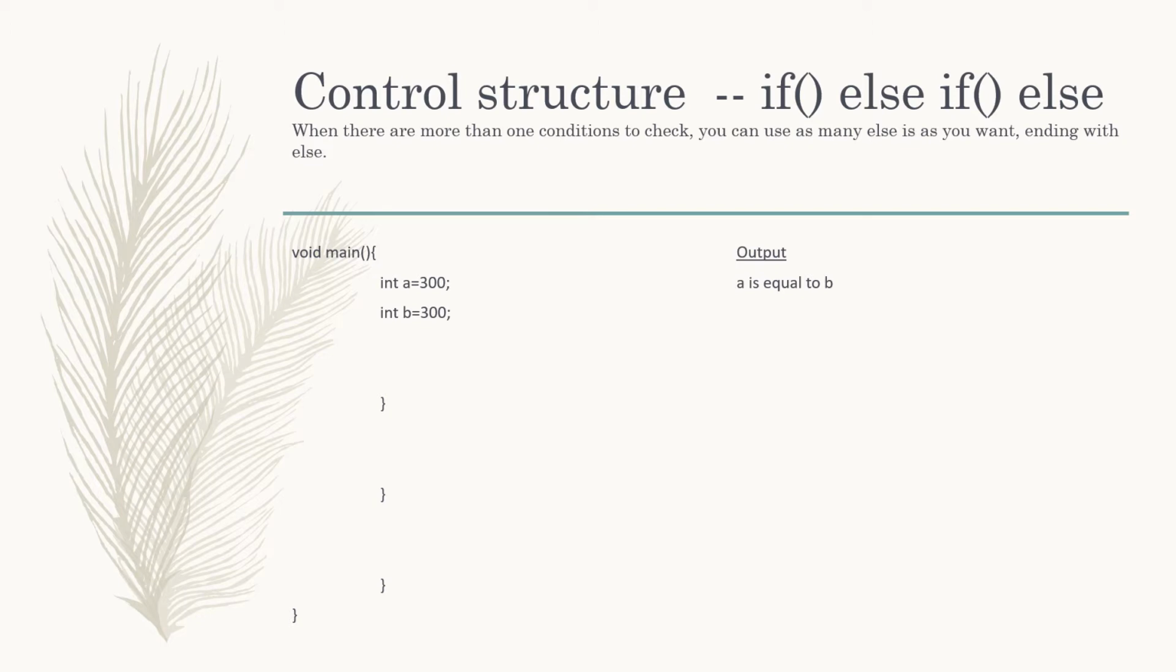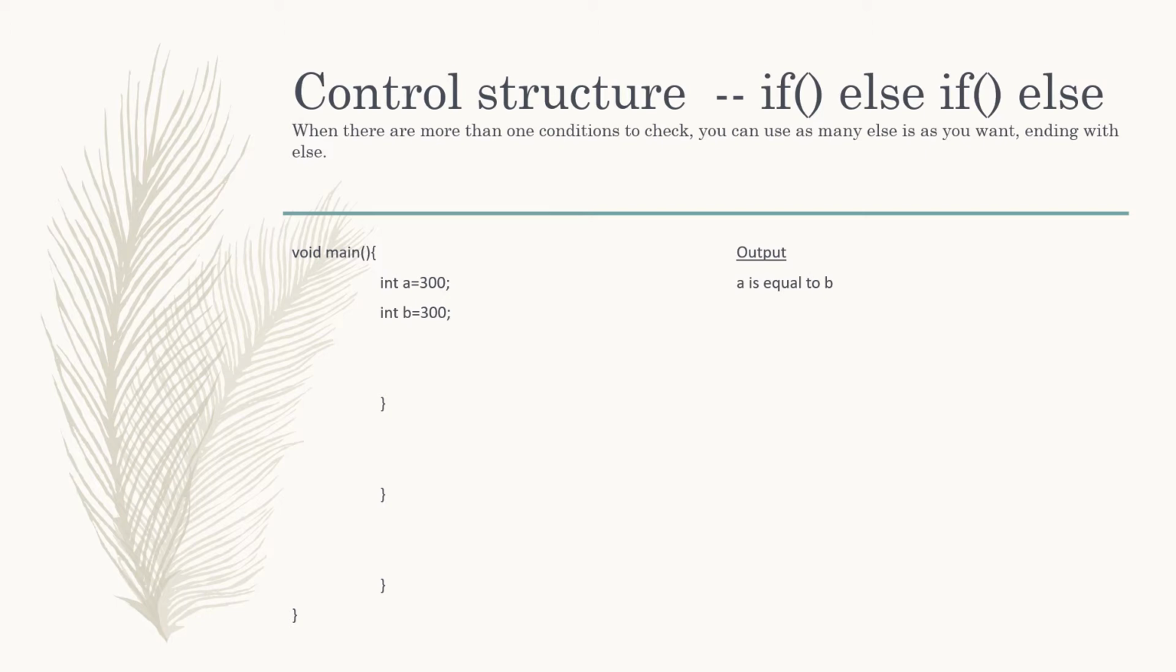If we want to check for more than one condition, that time we will use else if. So if this condition is true, you will execute these lines of code. Else if, you will check something else. So on, you can have as many else if as you want, and in the end you have to write else. It is compulsory. So if and else are compulsory, else if you can write one or more.